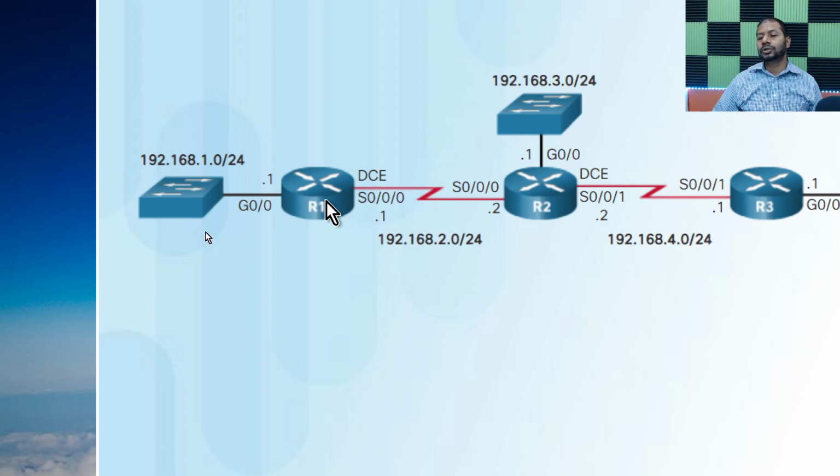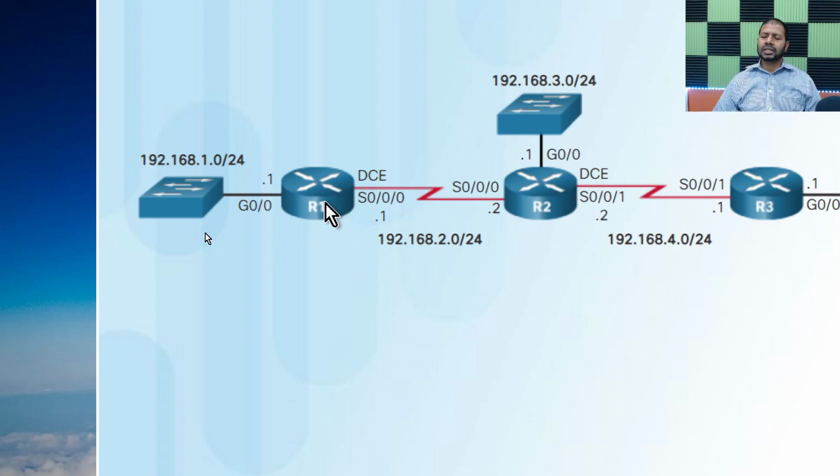Now, R1 is going to advertise to everyone in the world any way it can that, hey, I have those two networks, so for those two networks, come to me. R2 is going to say, I have this network right here and these two other networks. My three interfaces are connected to three networks. Those three networks belong to me.